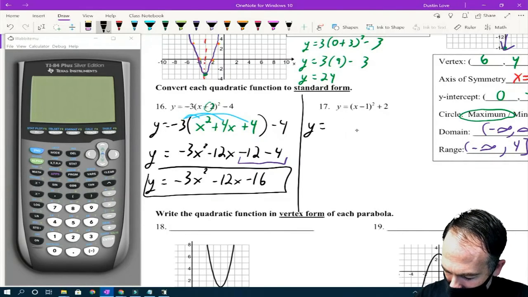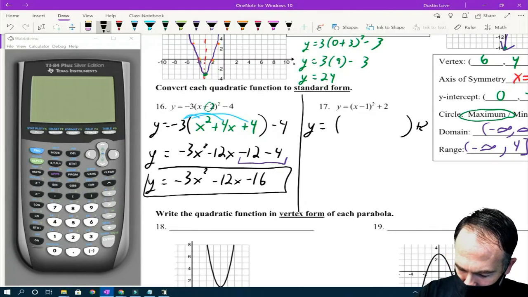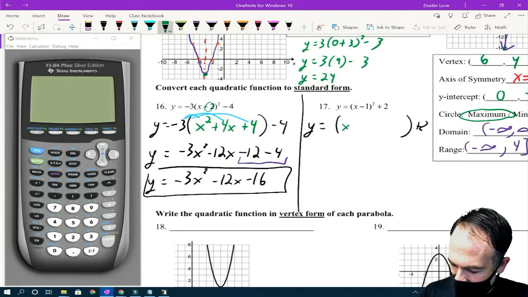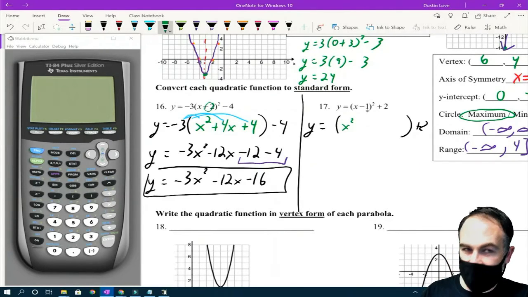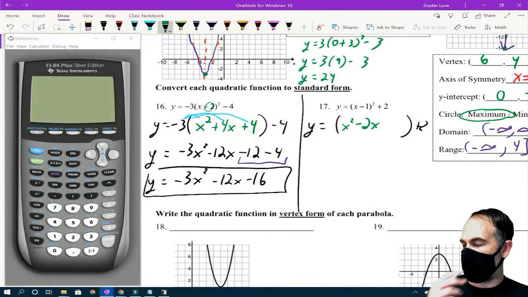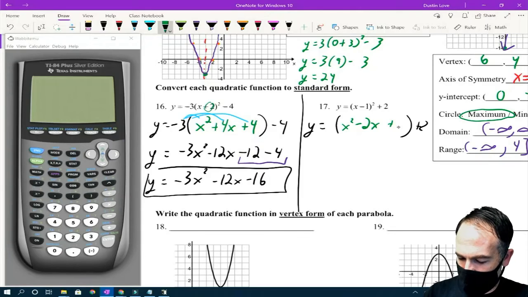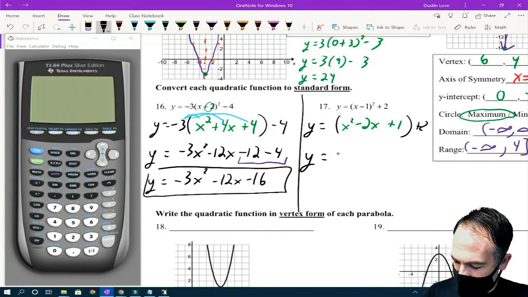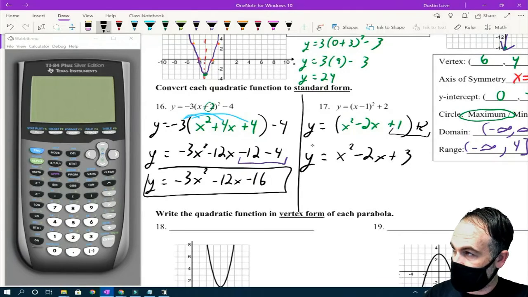Y equals plus 2. We're going to write down x squared. Take your negative 1 and double it. That's negative 2x. Take your negative 1 and square it, and that's a plus 1. And now we've got x squared minus 2x. Combine the like terms, and I've got plus 3.